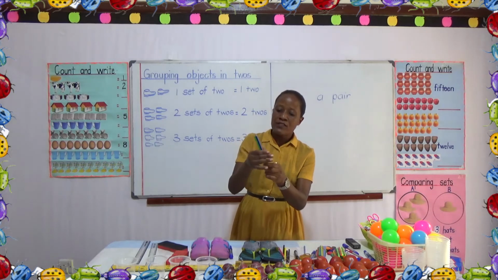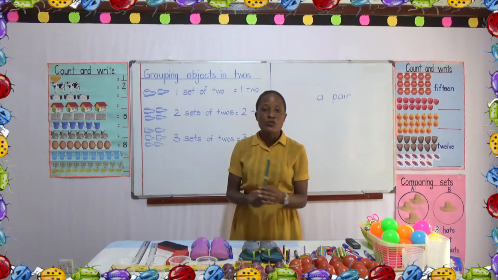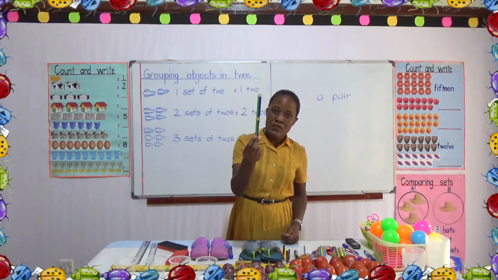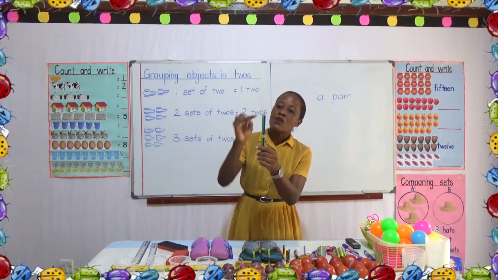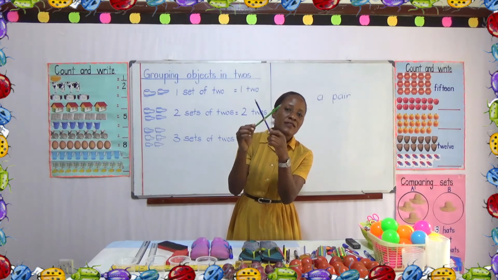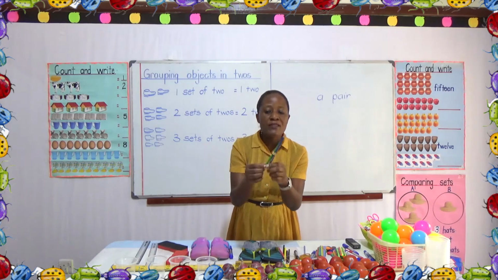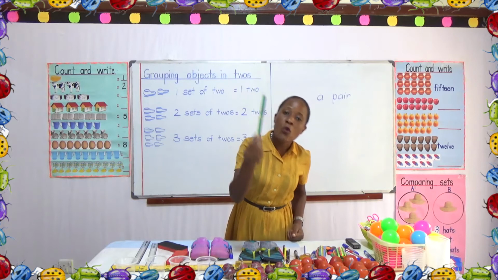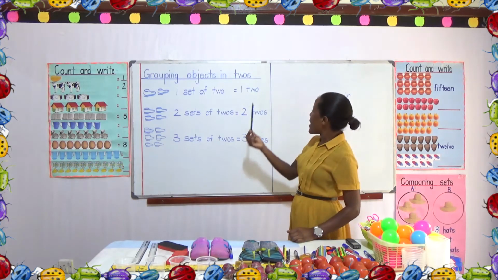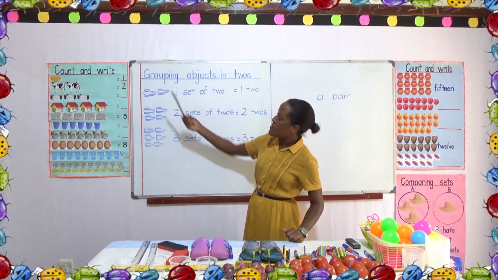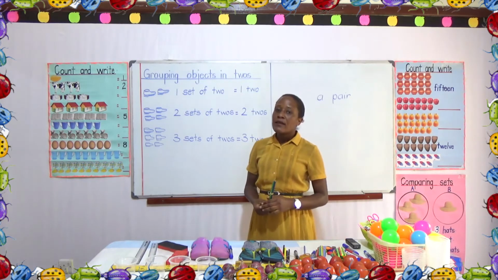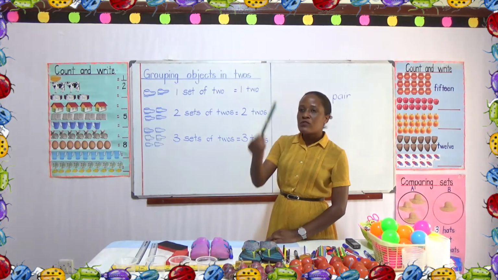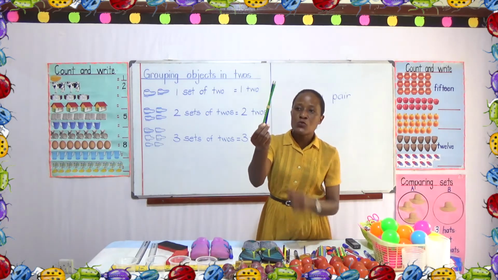I am now using something different so that we don't use shoes only. This is a group of two. It is having one, two colored pencils, okay? So this is a set of two, and we shall call it one, two. Just like we have this. It was one pair. It had two shoes and it made one, two. So this one is one, two, okay?